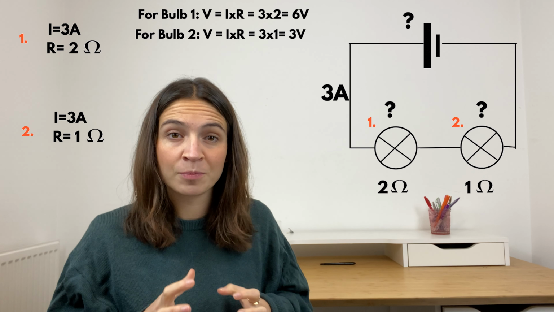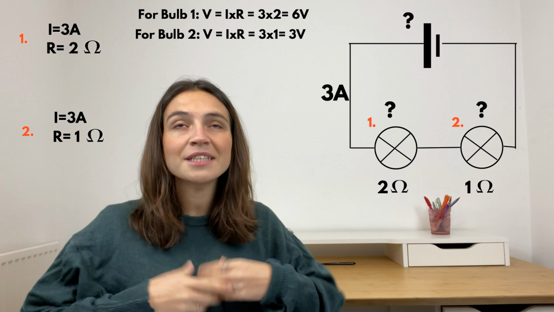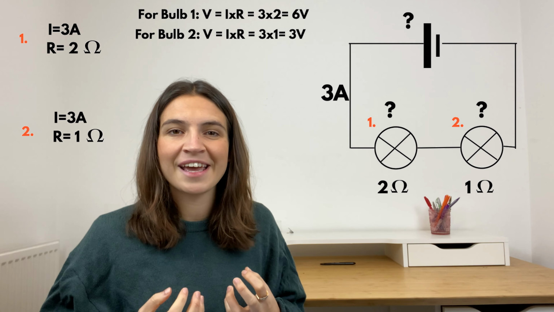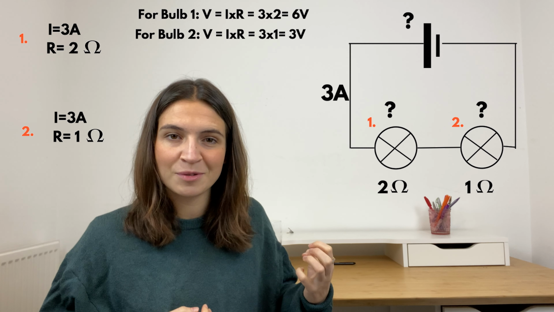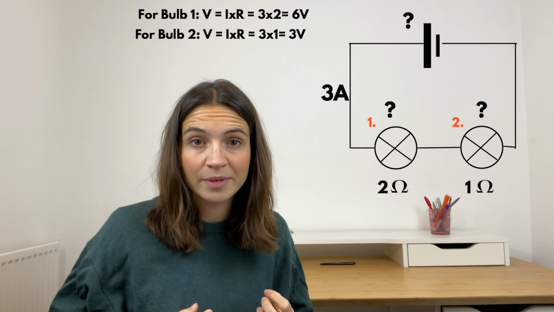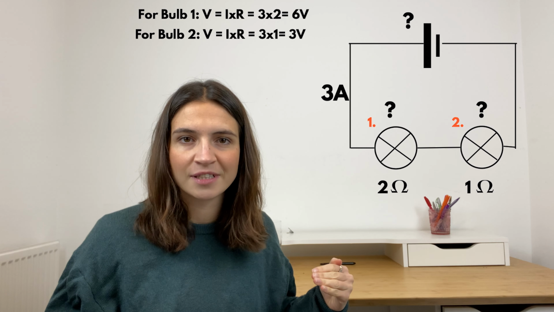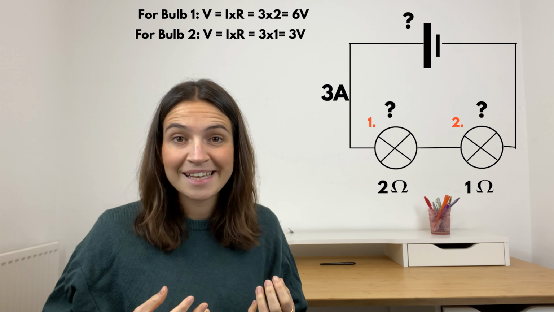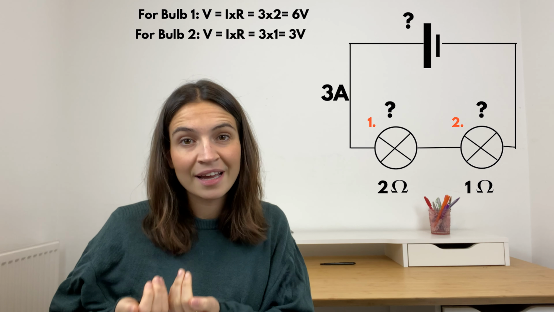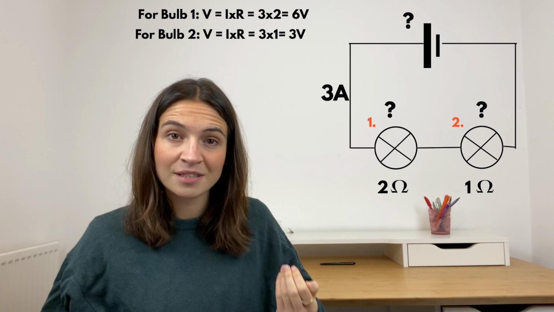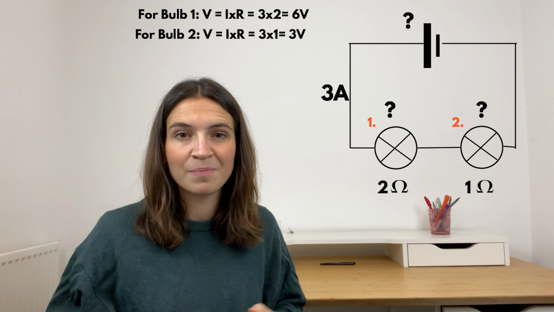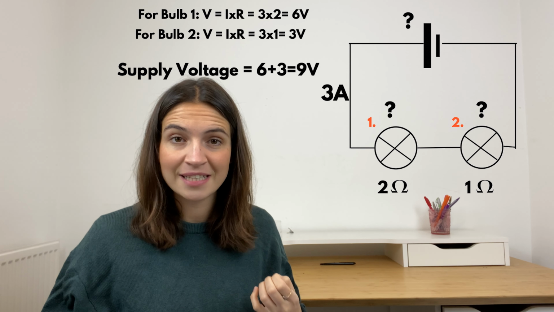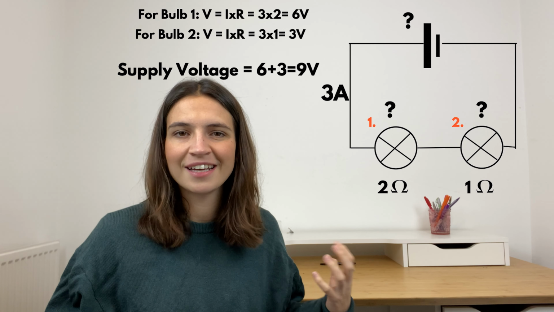Okay, and for bulb 2, we'll work out the voltage. So again, V equals I times R. So V is equal to 3 times 1 is 3. Final missing voltage is the supply voltage. And this is where I've got to remember my circuit rules. In series, the supply is equal to the sum of the voltages across my components. So the supply voltage is equal to 6 plus 3 is 9.